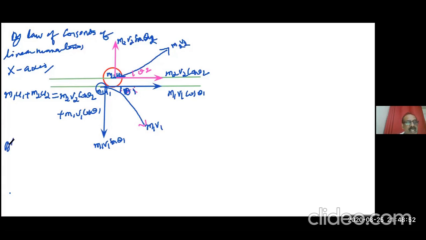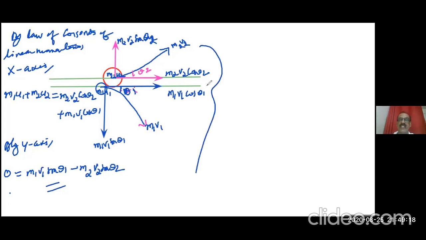Similarly, along y-axis, before collision, no y-axis, only x-axis object is traveling. So 0. After collision, m1 v1 sin theta 1 acting downward, m2 v2 acting upward. So minus, they are in opposite direction, m2 v2 sin theta 2.